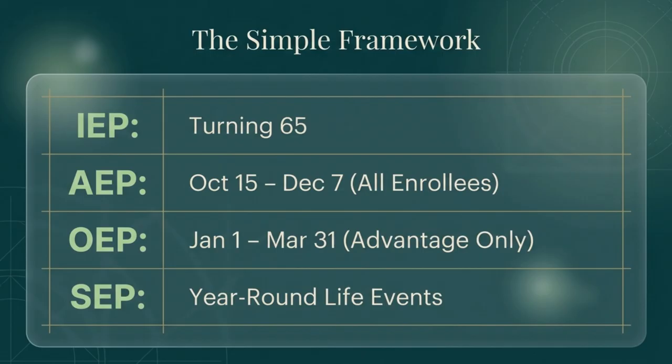Here's the simple framework. IEP is when someone first turns 65. AEP is every fall, October 15th through December 7th. OEP is the first 3 months of every year for Medicare Advantage enrollees. SEPs happen when specific life events occur throughout the year.